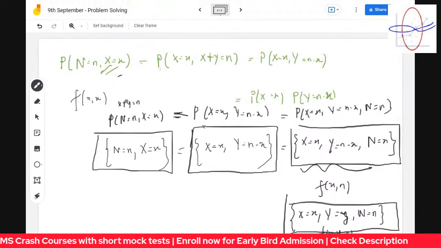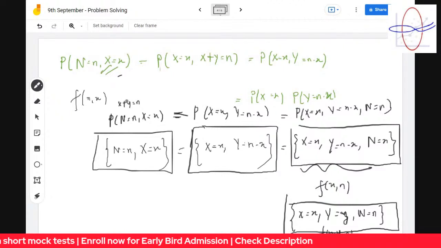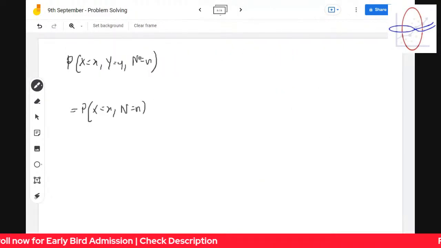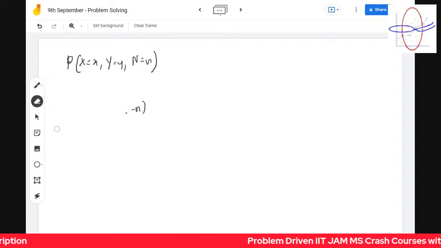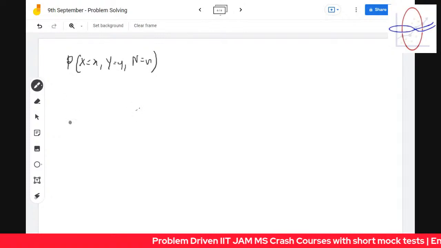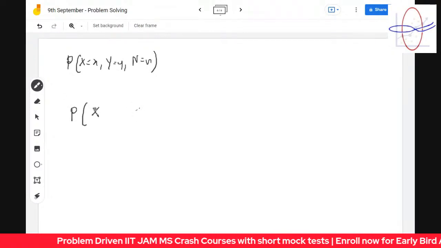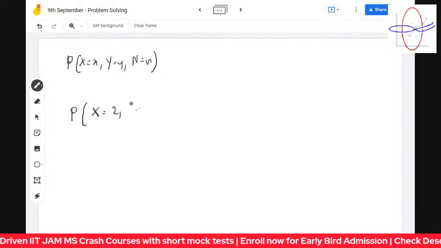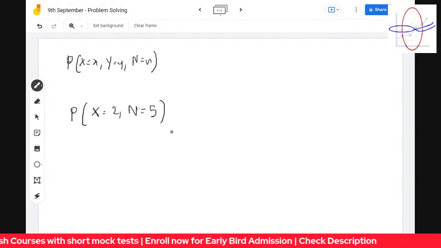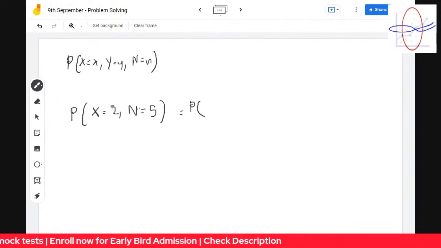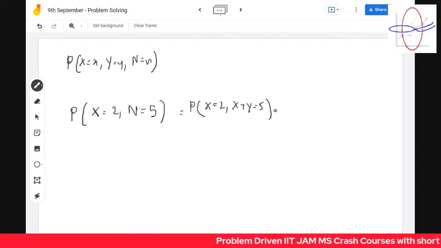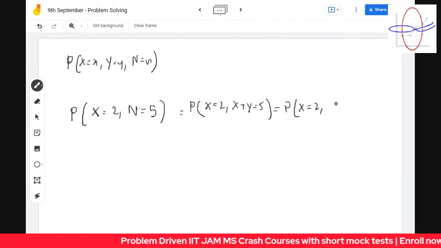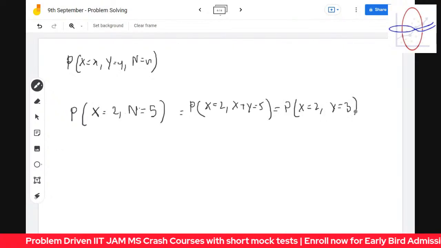So there is no capital. These are random variables. Wait, so I am telling the following. It's like telling this: probability capital X random variable is taking 2 and capital N random variable is taking 3, 5 is the same as probability. Here I'm just replacing 2 by 6 and small y by 5. I'm telling that x plus y is equal to 5, which is the same as probability x is equal to 2 and y is equal to 3. Okay.